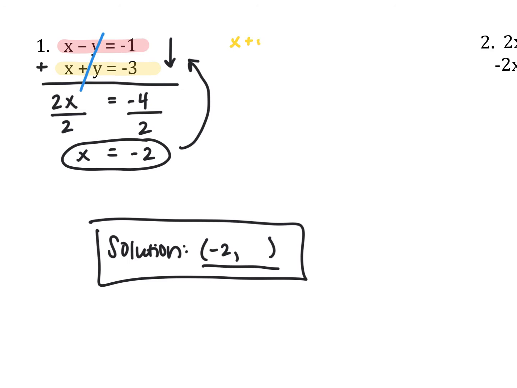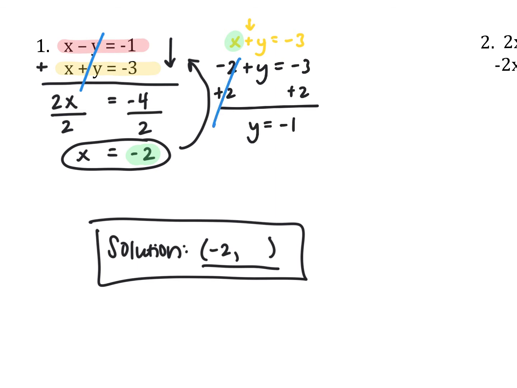I'm just going to choose the yellow equation just because I see that y is positive here, and it might be nice to get it by itself that way. So let's go ahead and plug in that negative 2 in for x right here. So we get negative 2 plus y equals negative 3. And then how we get y by itself is we add 2 to both sides, so that way y equals negative 1.